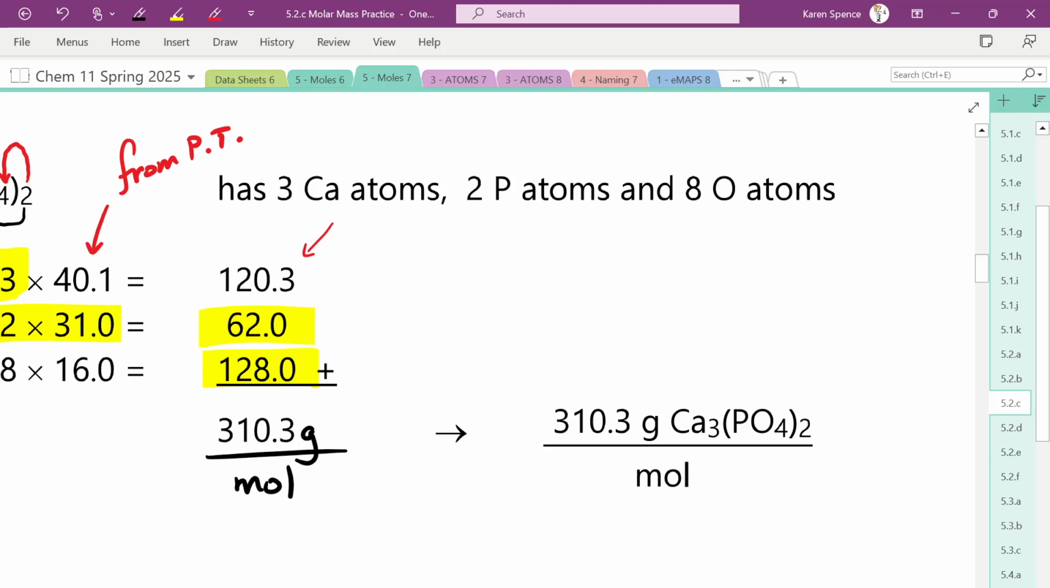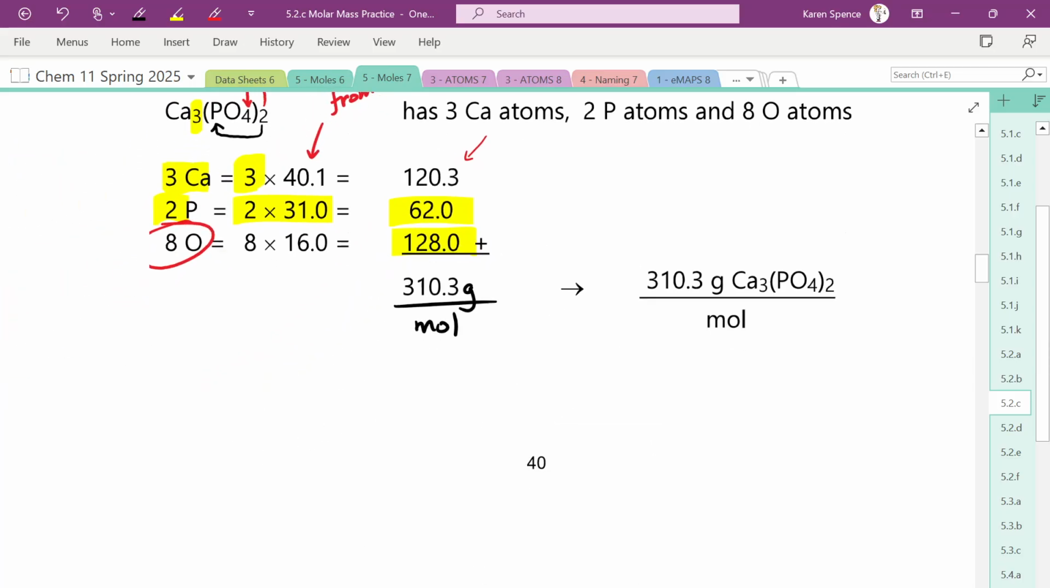Is it irritating to have to write out that formula every time? Yes, yes it is. Do I like writing it out every time? No, because when I do it on the typewriter, God, I aged myself there. When I do it on the computer, I have to type out 310.3 grams, Ca, control plus 3, bracket PO, control plus 4, bracket, control plus 2. Because I've got to do all the subscripts and superscripts and all that stuff. Anyway, there we go.